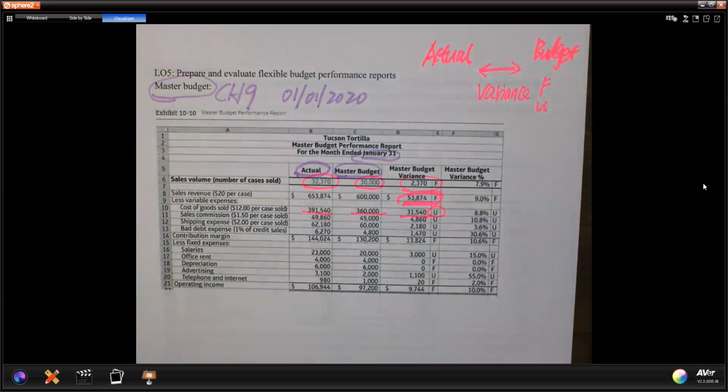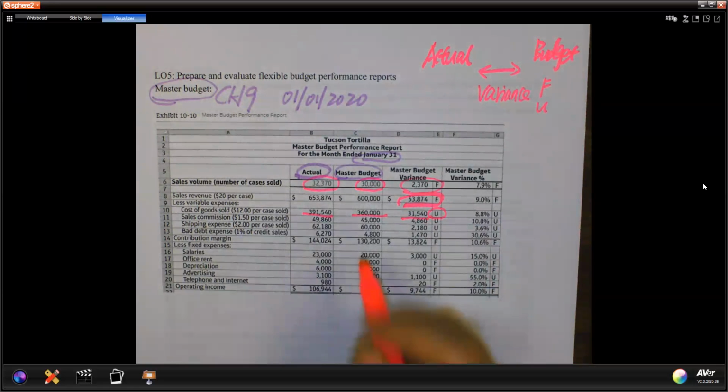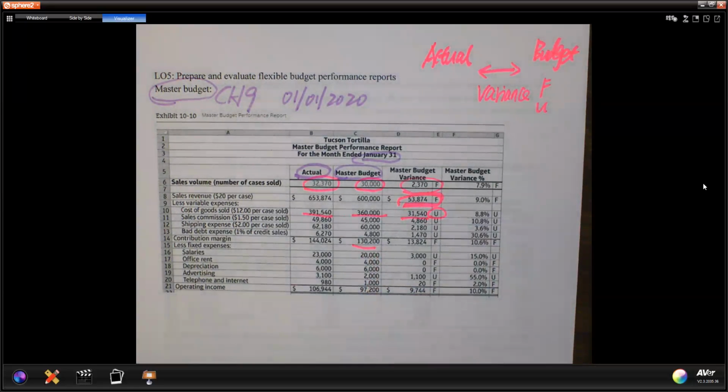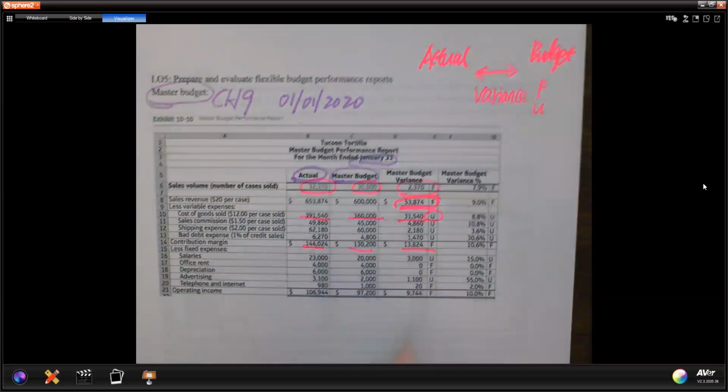And then you do all the things, you get your contribution margin. You thought it will be 130,200, but it is 144,024. So you have a favorable contribution margin.